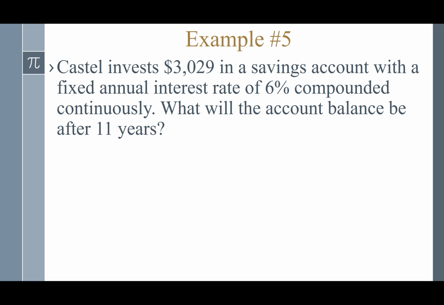So when we're plugging in and using this, it's a fairly straightforward prospect. All we have to do is plug in the information. So Castell invests $3,029 in a savings account, fixed annual interest rate of 6% compounded continuously. What will be the account balance after 11 years? So we want to know the final balance, so we want to know our A value. Our initial investment is $3,029. That's P. Our interest rate is 0.06, and our years is 11.